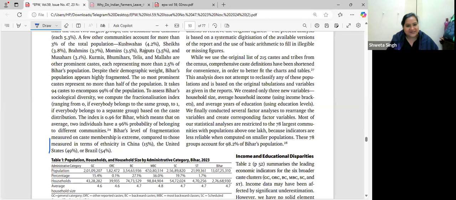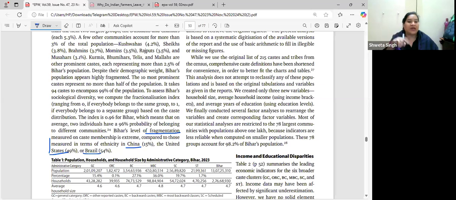अब ये बहुत इंटरेस्टिंग सा कंपैरेटिव दिया. ये कंपैरेटिव्स हम लोग यूज करते हैं ऐसे कि ऐसे हो जाए थोड़ा जानदार, पढ़ने में आ जाए मजा. अरे यार गजब, this was something which we had not thought of. So Bihar's level of fragmentation measured on caste membership is extreme. Means there is so much of fragmentation, there is so much of subdivision that this level of subdivision is not even present in China or United States or Brazil.